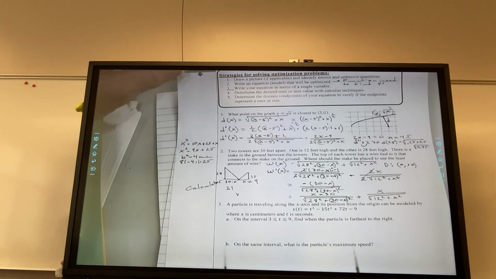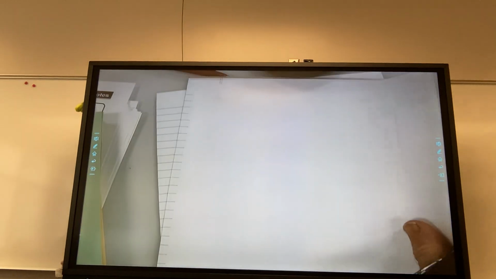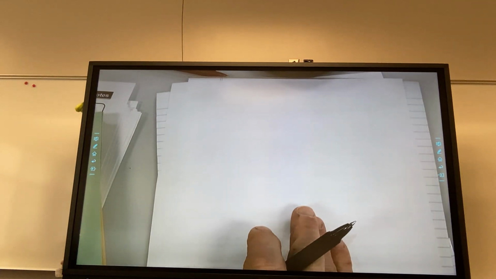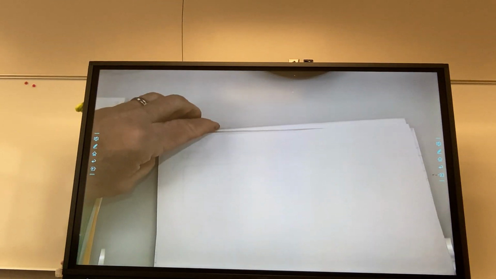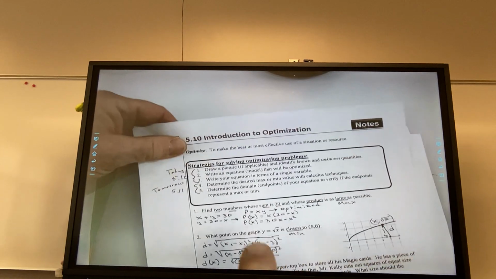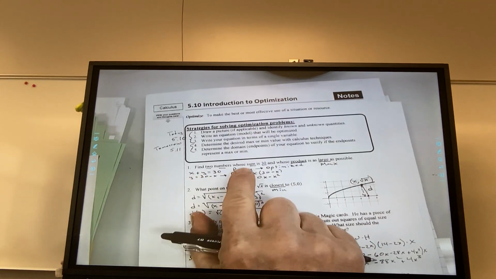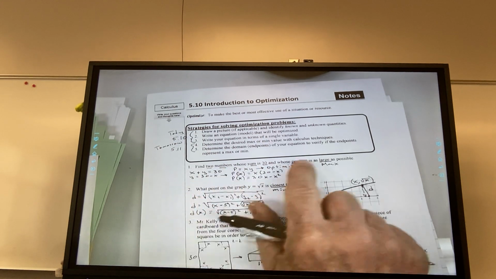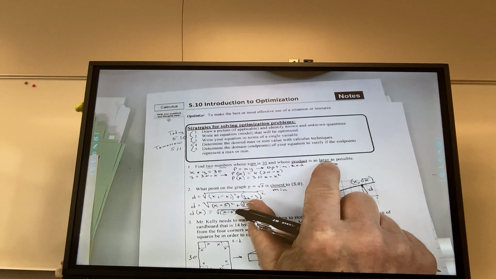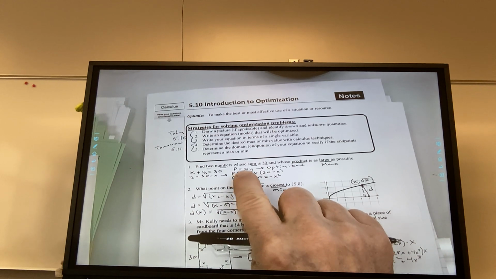Okay. Now, on the back, it should look like this. Am I right? And so what I did, I said, okay, let's go back to this problem. And this problem was number 1, where it said you have two numbers whose sum is 30, and the product you wanted as large as possible.